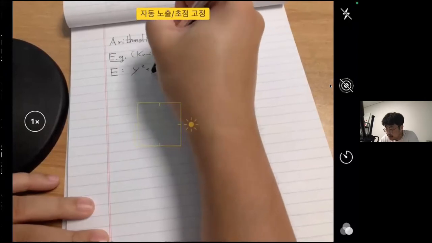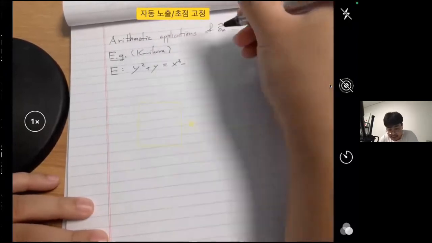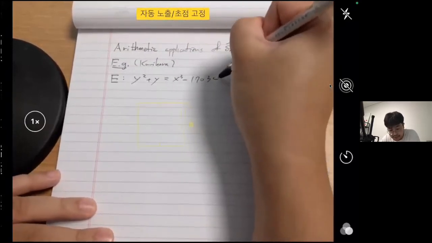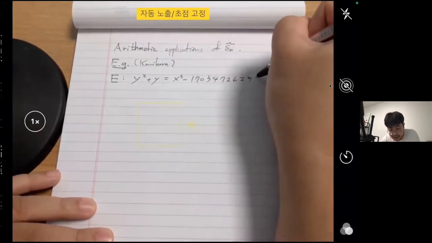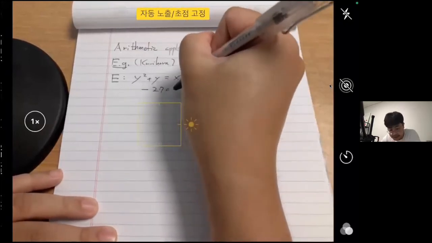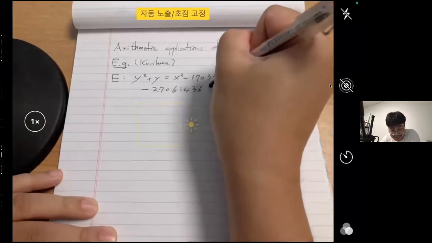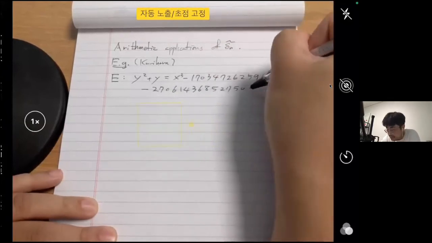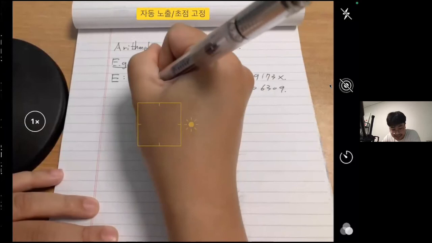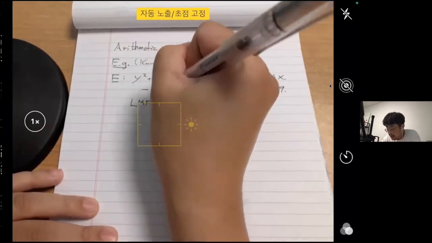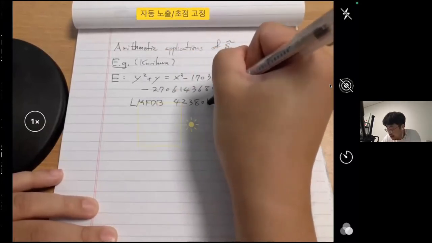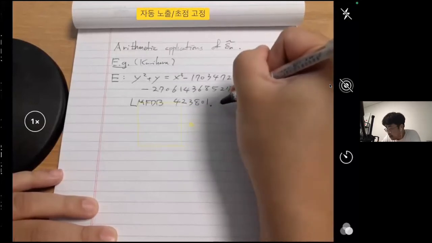y squared plus y is x cubed minus, okay, I will write down the bunch of numbers here, 170324726259173 x minus 270614368527503063009, which is in the LMFDB. Its conductor is 423801, and its index is the CI1. Okay, good.